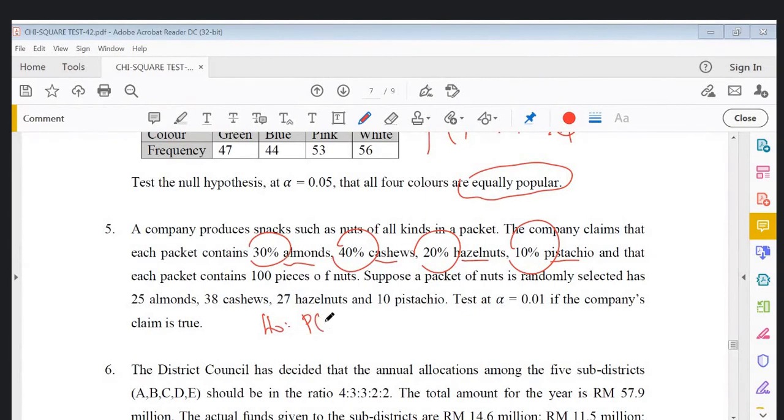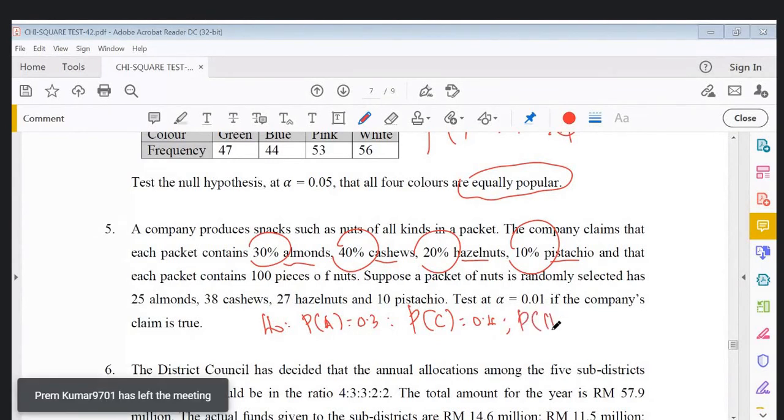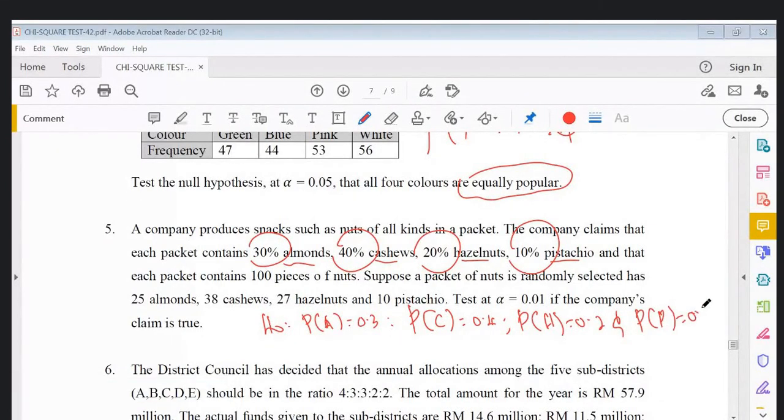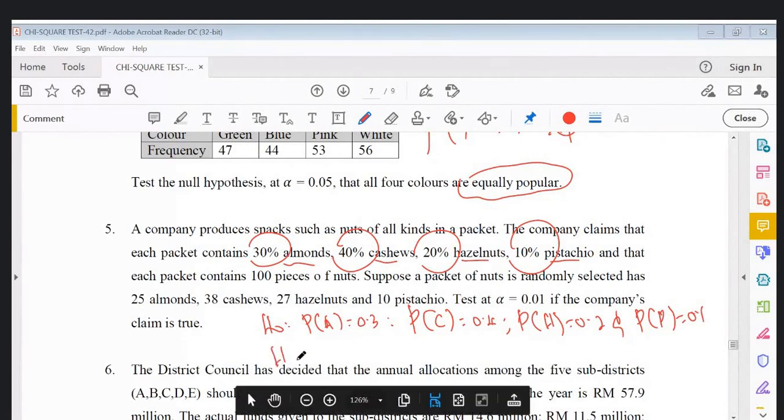Okay, so P of A, almond, is 0.3. We want to test it. P of C is equal to 0.4. For H it is equal to 0.2. And the last one, P is equal to 0.1. H1.